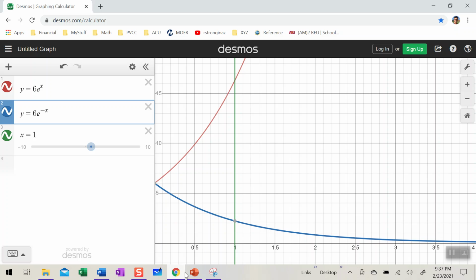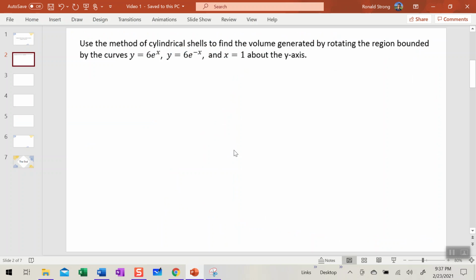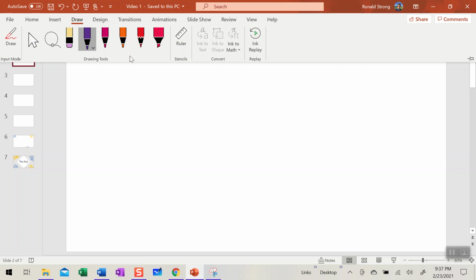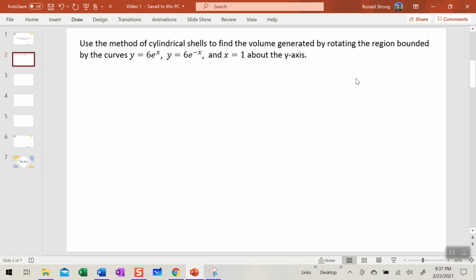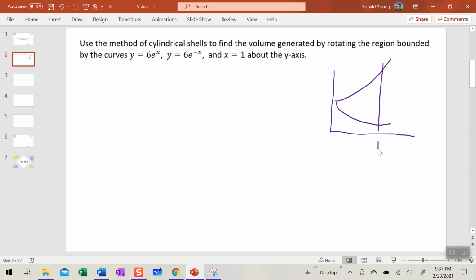So I'm going to go back to the PowerPoint, and let's draw a small representative curve here. We have the one curve, it's going to go something like this. The other one is doing something like this. And then we have x equals 1. So there's 1 and 0, and this is our region.